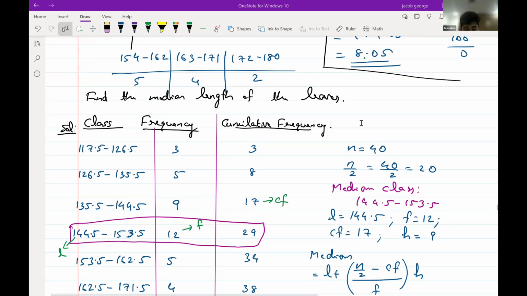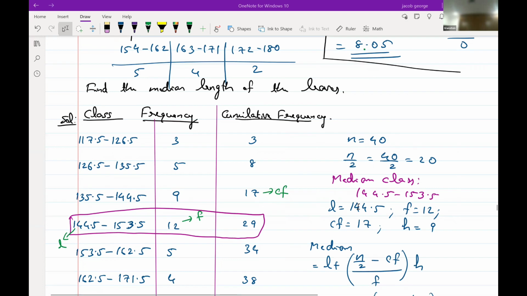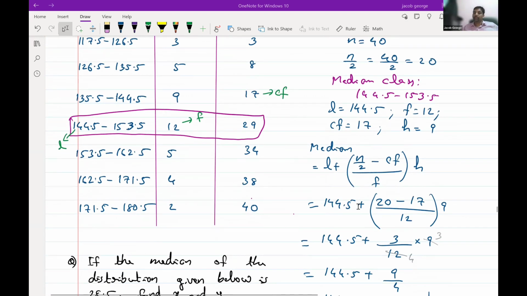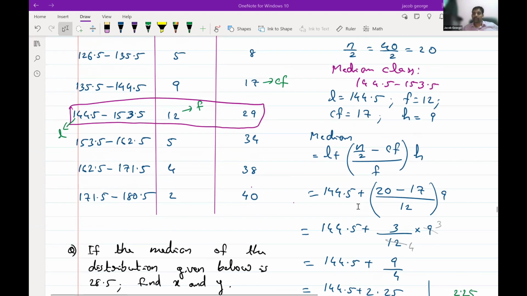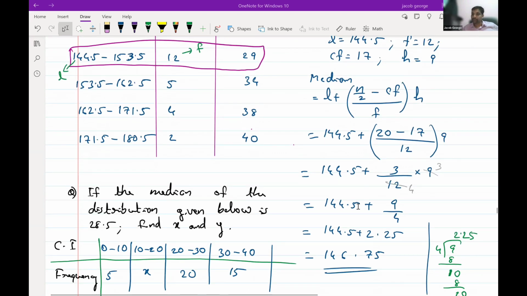Sir, I have a doubt. If n is 40 and we do n by 2, that becomes 20. So why can't we choose 17 as the median class? 17 is less than that. Our definition is take the cumulative frequency greater than and nearest to n by 2. Greater than is the first word. Okay, sir. Yes. Then we apply it in median formula: L plus n by 2 minus CF by F into H. So median calculation, is it fine?